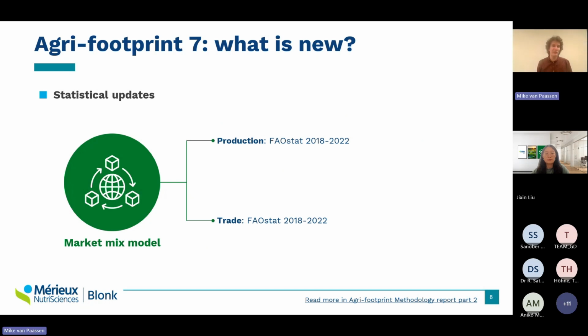Other statistical updates have been added for the market mix models. In order to know where materials are sourced from, you need to know how much of the same commodity is produced within the country and how much is imported into that country. For that, we use FAO statistics on production and trade statistics, which also have been consistently updated using a 5-year average from 2018 to 2022 in this version.